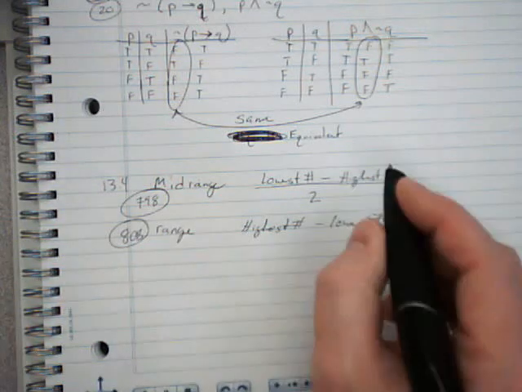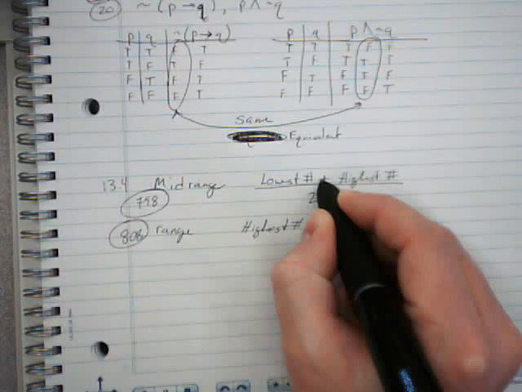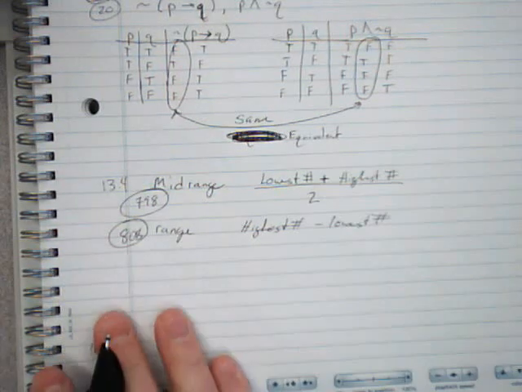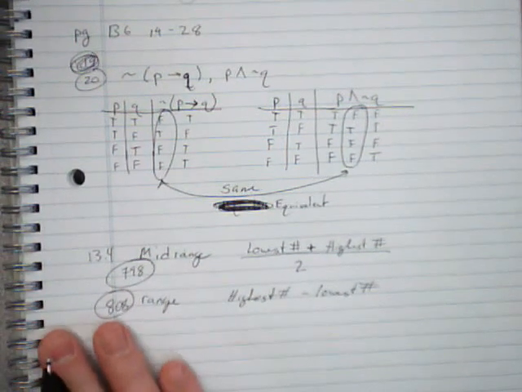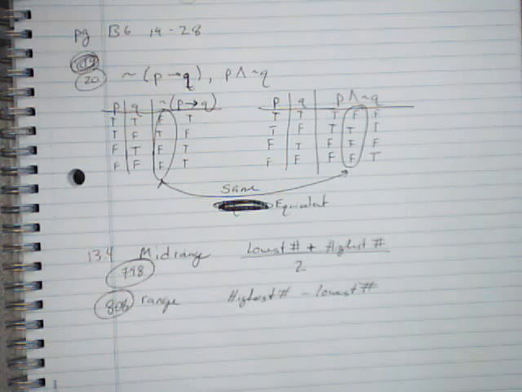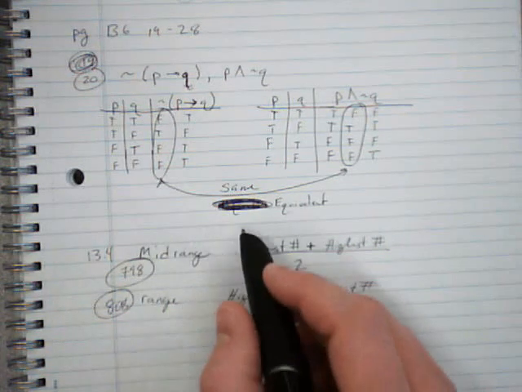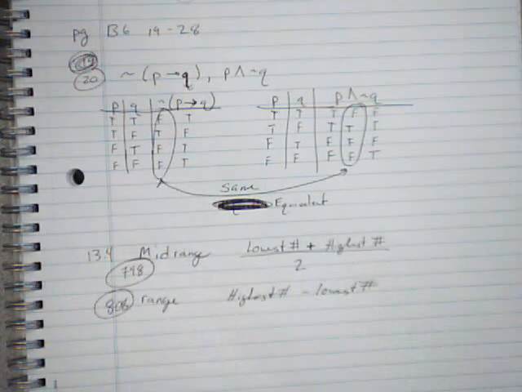I'm sorry, I told you wrong. It's plus. Mid-range is plus. My God, I about screwed up there. It's plus. So let me reiterate that. Mid-range is the lowest plus the highest, divided by 2.